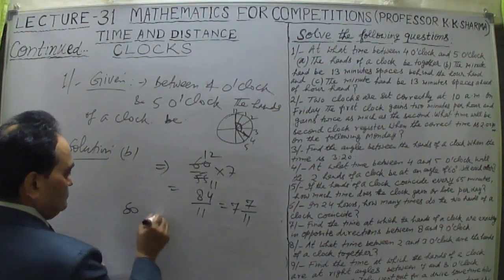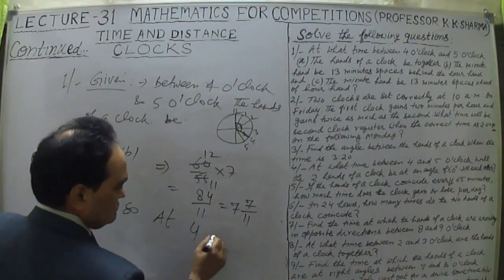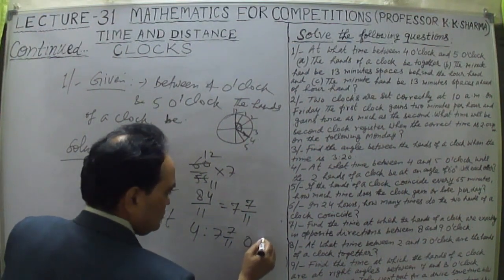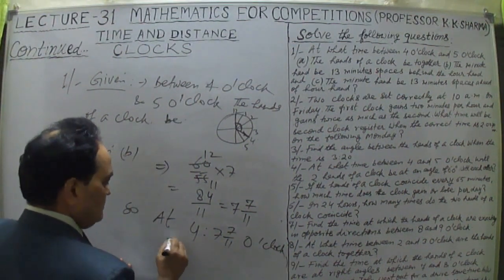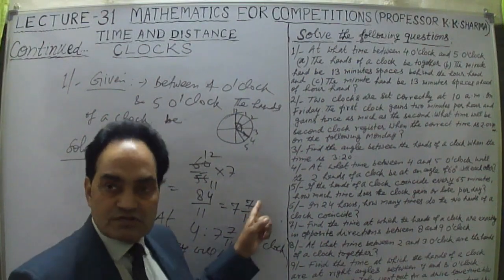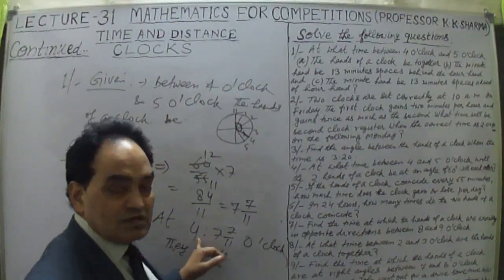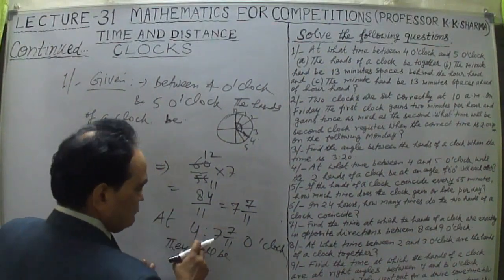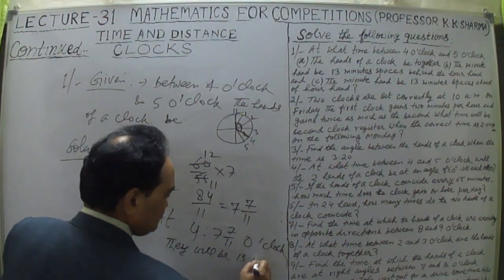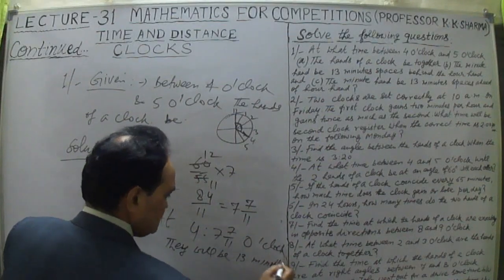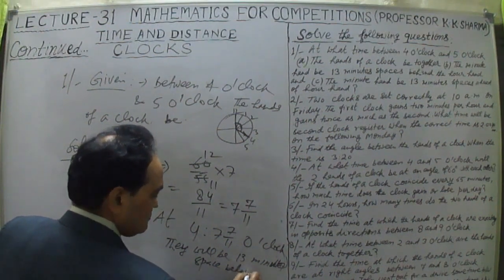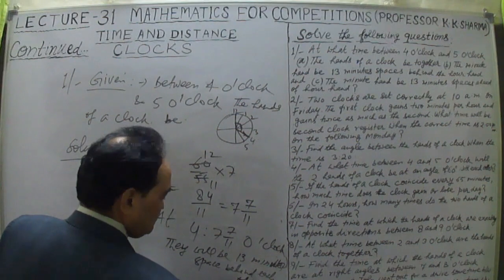At what time? So at 4 o'clock and 7 and 7 by 11 minutes, when the hour hand will be at 4, 7 and 7 by 11, there will be 13 minutes space behind each other. This is the point. Very important point, try to understand.